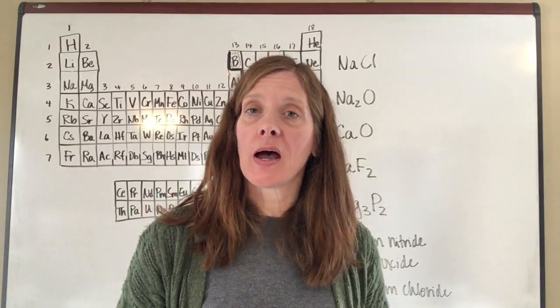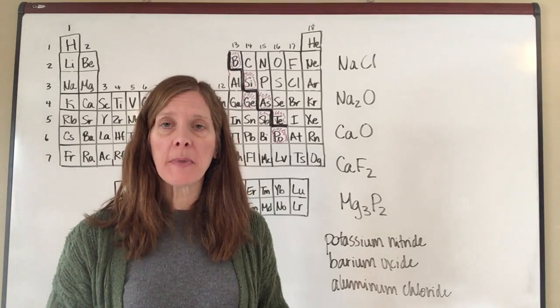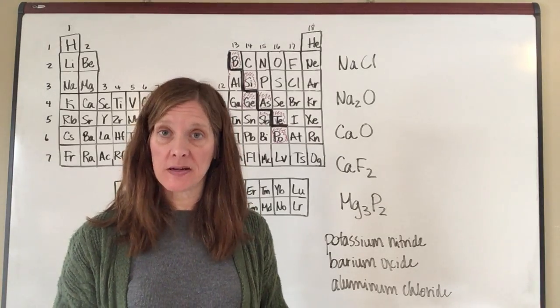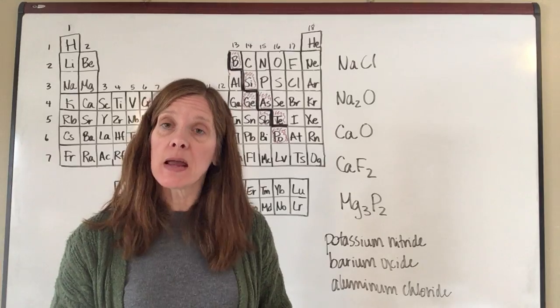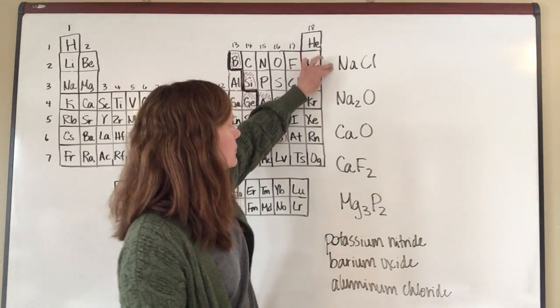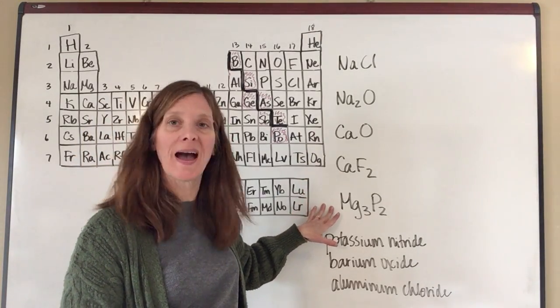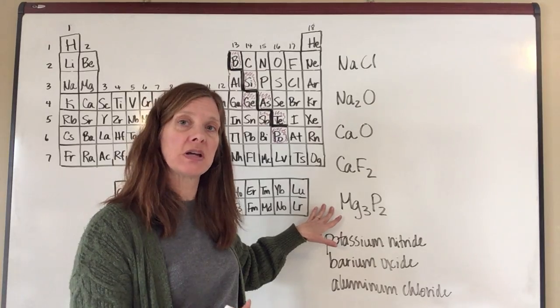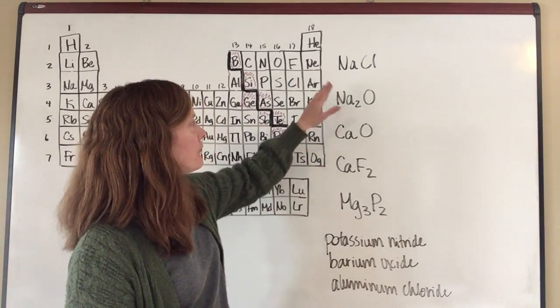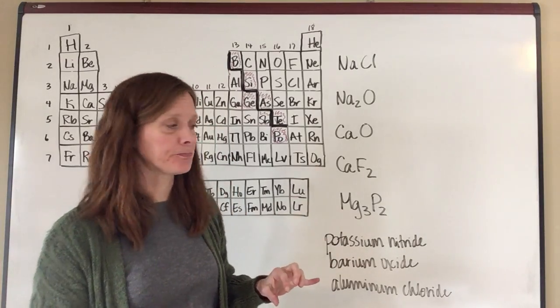Well, yesterday you got quite a bit of practice writing the formulas for compounds that are produced by ionic bonding between elements, and today we're going to learn how to name those compounds. So up here, the first five compounds that I have on the board are compounds that we actually did in yesterday's video, and we figured out what the formulas should be. Now we're going to learn how to name them.